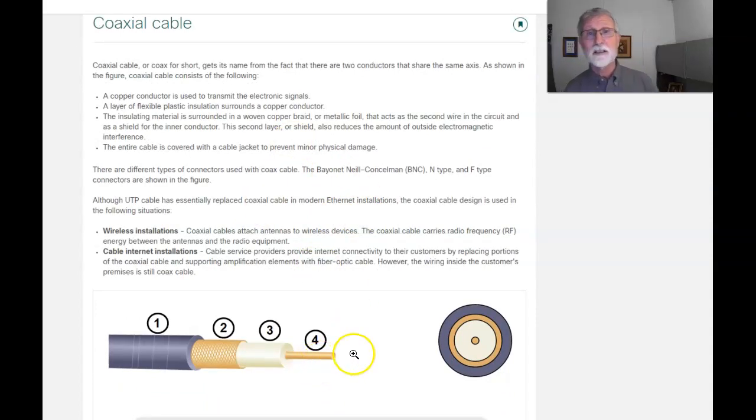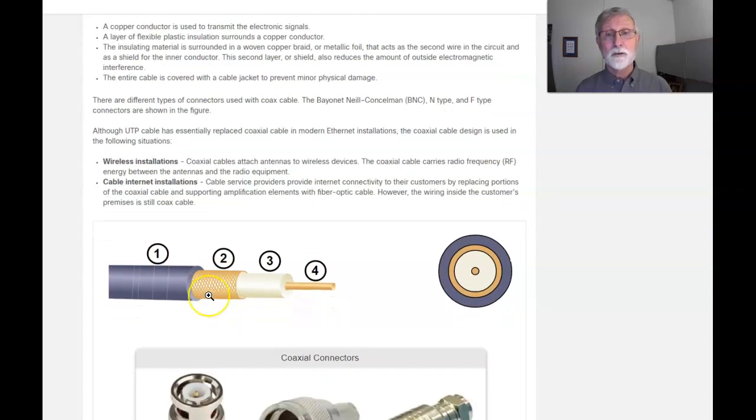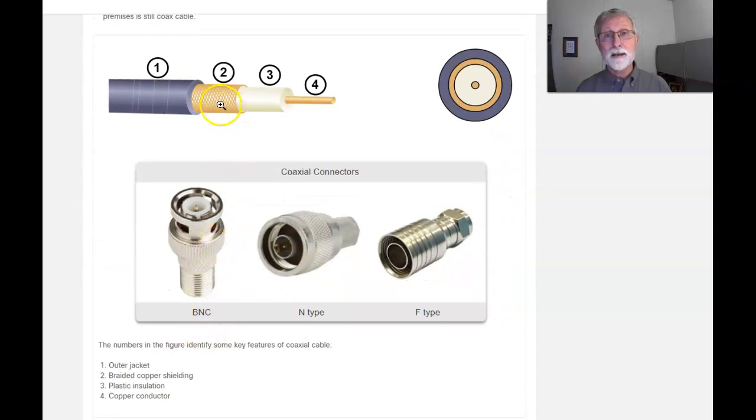Now coax, again, like I said, is stiffer. Copper is used as the conductor, and it is a thicker copper. If you compare that to the dimension of the copper in the other cable, it is a lot different. So you've got your outer jacket, then you've got your braided copper shielding, which gives you one layer. Then there's a plastic insulation to isolate the copper conductor, and then the copper itself.